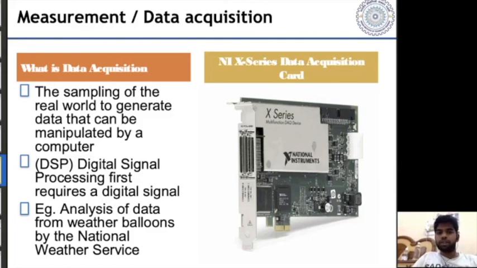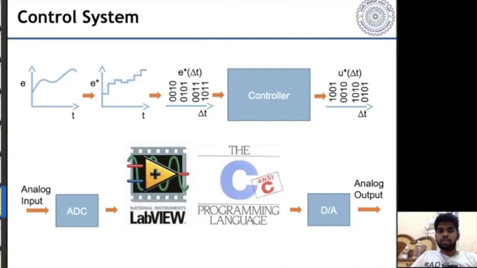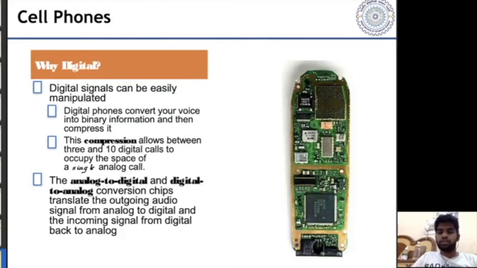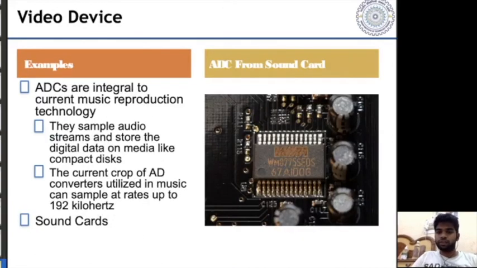Here is measurement and data acquisition. For the control system, here is the flowchart, you can have a look, and to understand better, here are programmable logic circuits. So here you can see it. In cell phones we have ADCs, and in video devices and audio devices we have ADCs.